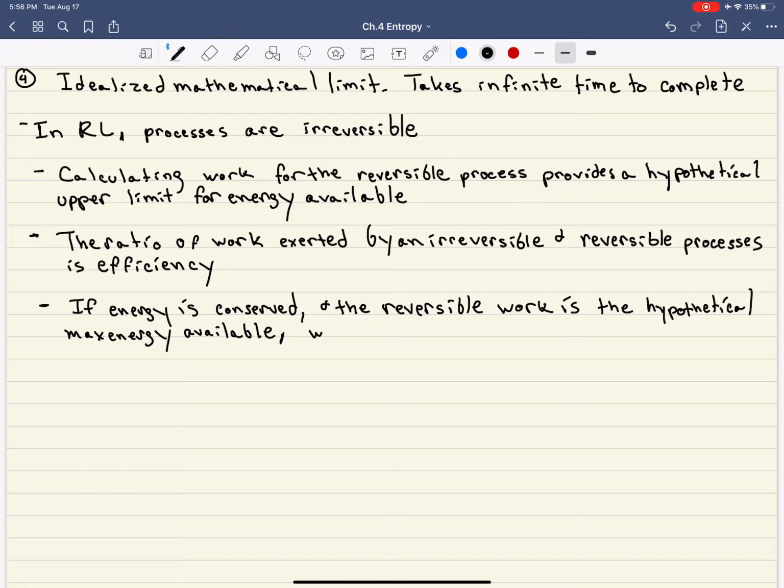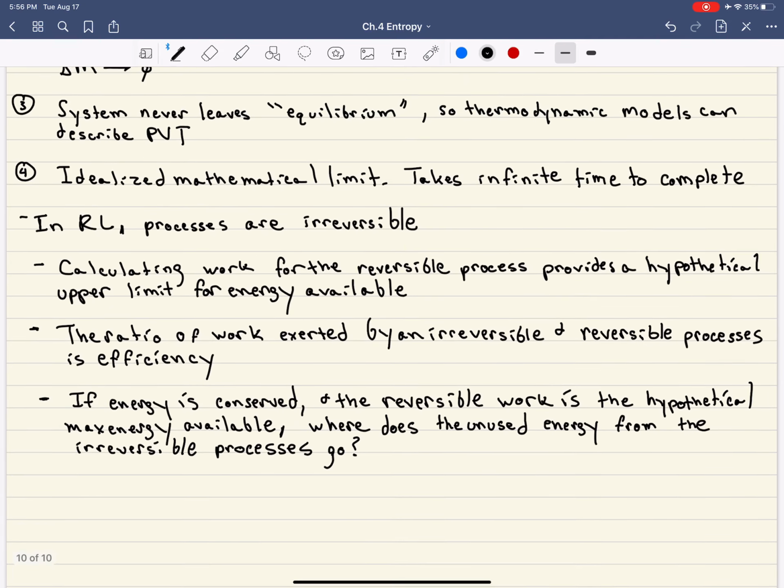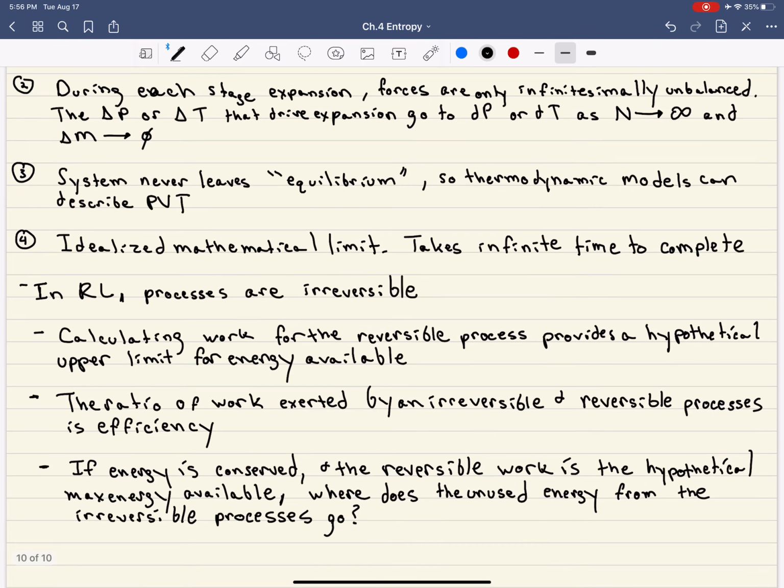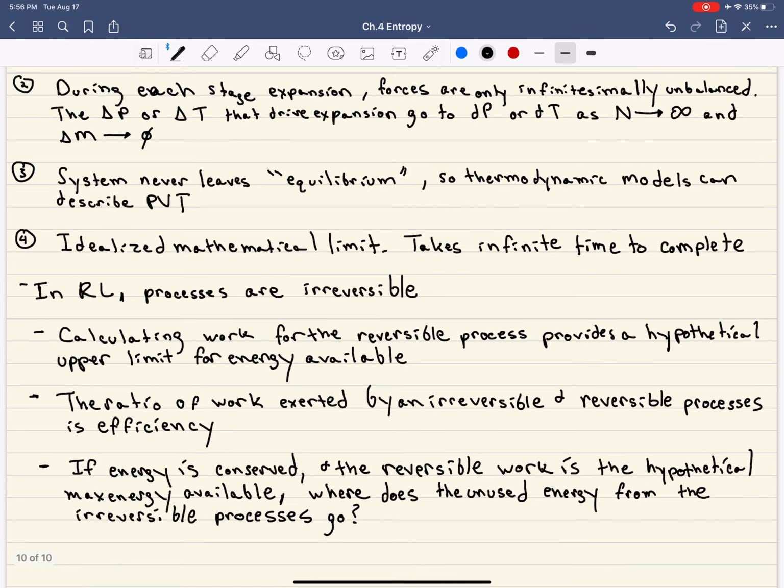And so that begs the question, if we're not being 100% efficient and we're not using all the energy available from our system, where's all that extra energy going? So where does the unused energy from the irreversible processes go? All right, so that's what we need to think about now. If we're not using all the energy available in our system, what's happening to it?